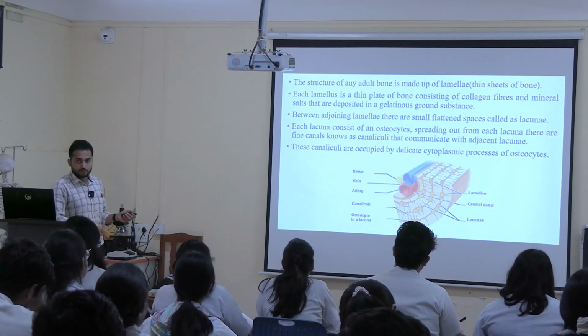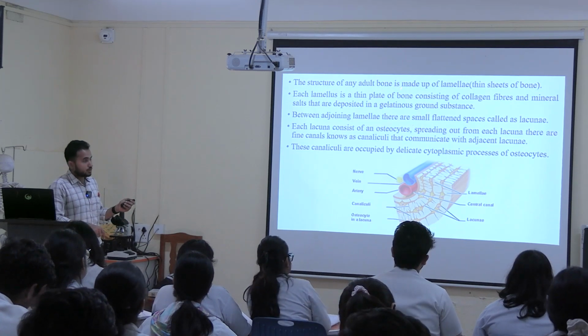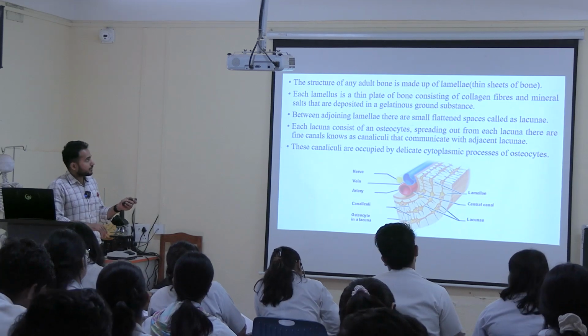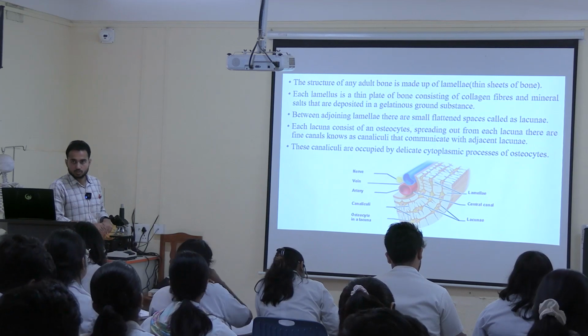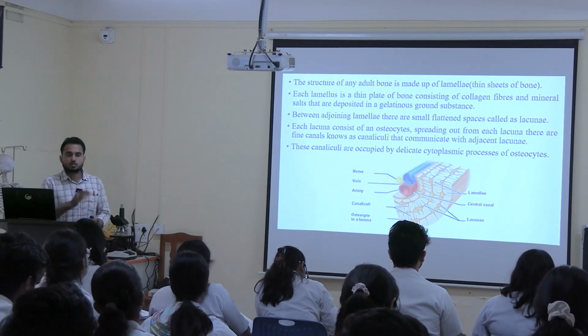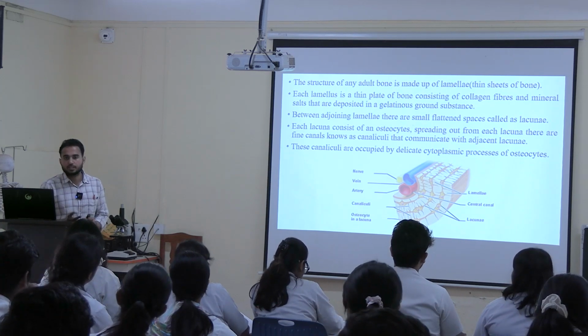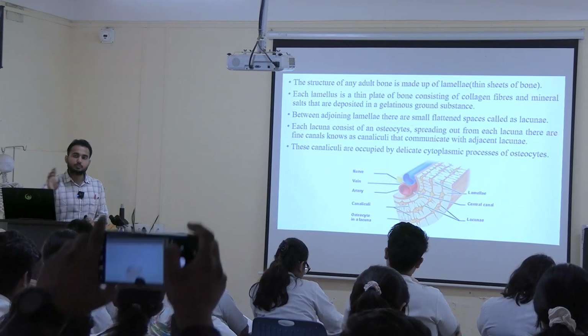Now just follow this one. This is very important. The structure of any adult bone where the lamellar arrangement is there is made up of lamellae. Now what is the meaning of lamellae? These are thin sheets of bone. So many times I have mentioned lamellae; now what exactly are those lamellae? These are the thin sheets of bone. And as I said, lamellae is plural.